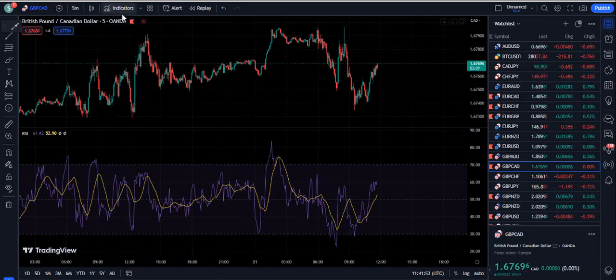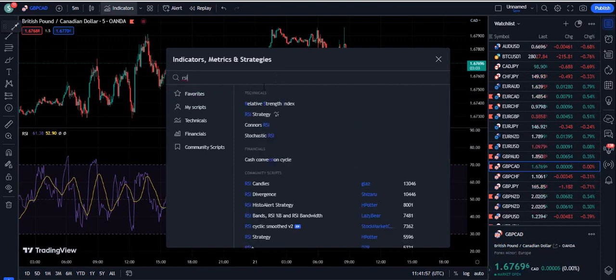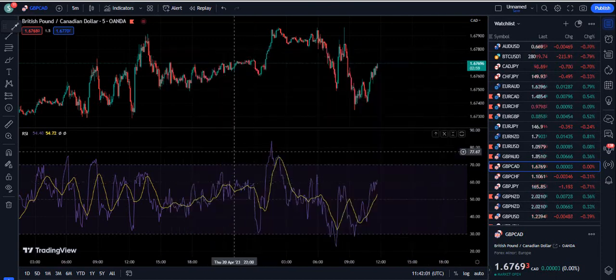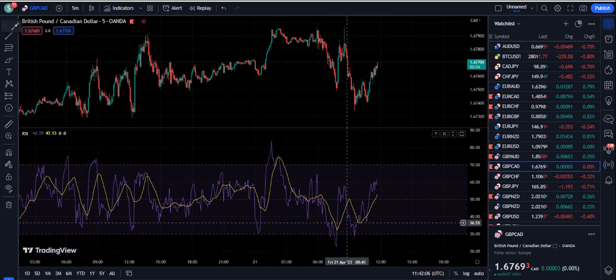Okay guys, so this is the simple RSI that is attached on my chart. If you just write RSI on TradingView, this is the first one, so mostly traders use this one. Okay, so as you know, this is the overbought level of the market, this is the oversold level of the market, but we are going to talk about it in a different way.